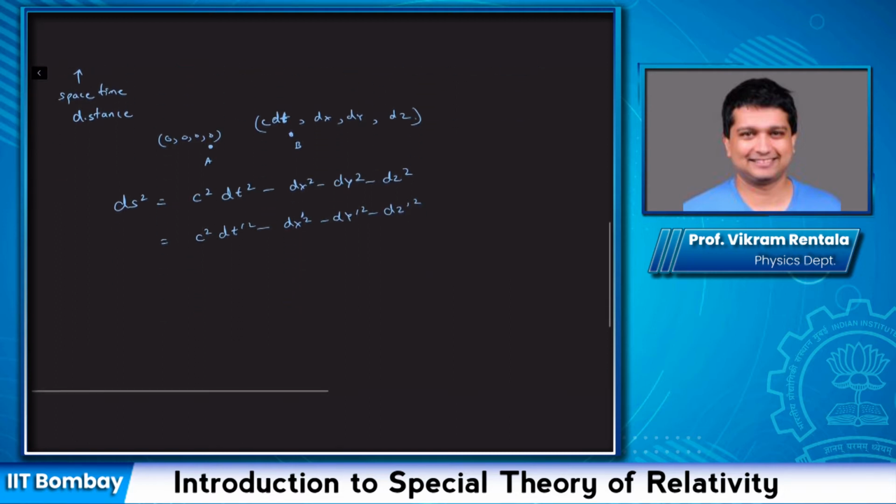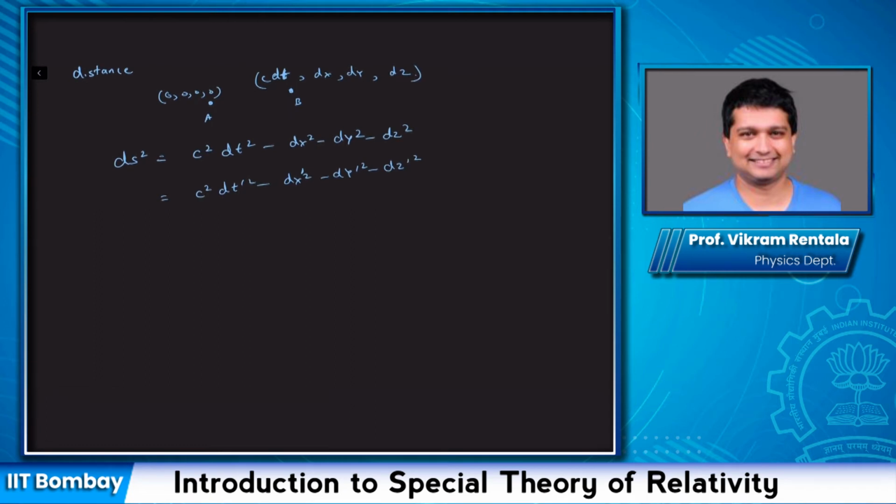Now, what we've done is we've started with a particular set of observers, that is an observer S and an observer S prime. And for these two particular observers, we have shown that the quantity ds square is invariant.